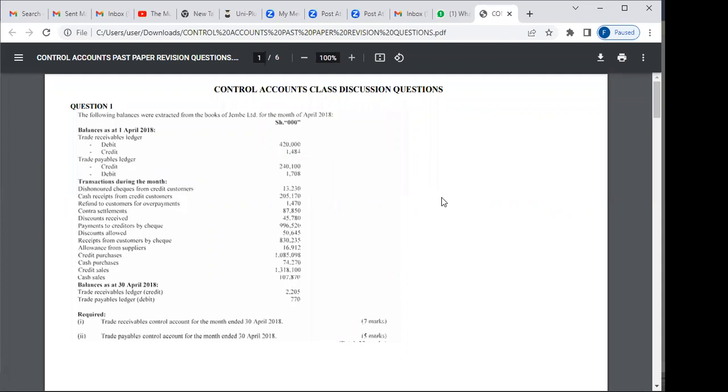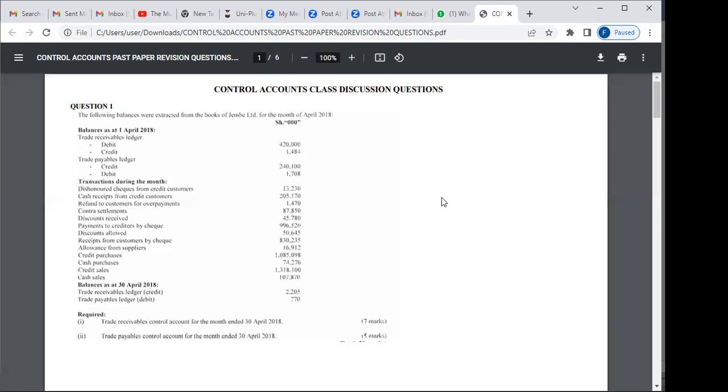Remember what we said? For the sales ledger control account, anything that reduces its balance is credited, but anything that reduces the balance for the creditors in the purchases ledger control account, we debit. So it is credited for sales ledger, debited in the purchases ledger. The same amount will appear in both. Discount received, it reduces what we are supposed to pay the suppliers, the creditors. So you debit in the purchases ledger.